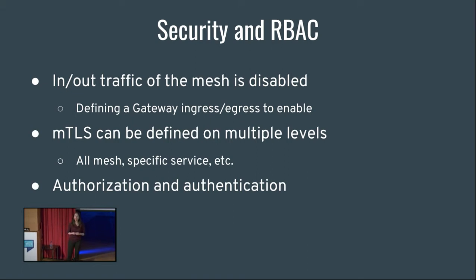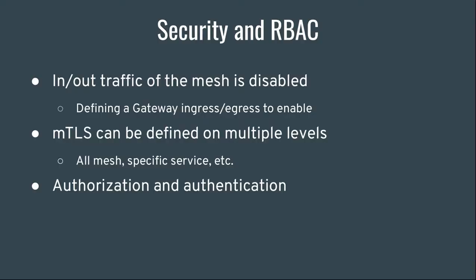There are several important features for security that Istio provides us. So in and out traffic of the mesh is disabled by default, and we need to define gateways to allow that. Mutual TLS can be defined on multiple levels: for the entire mesh, for a single service, on a namespace level, and so on. And there are several authentication and authorization features.